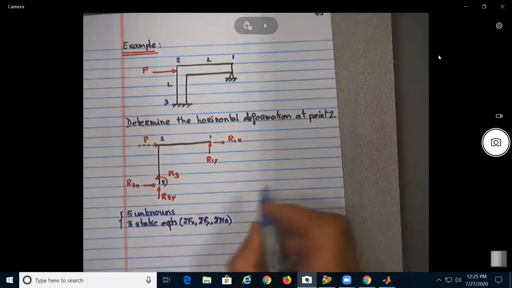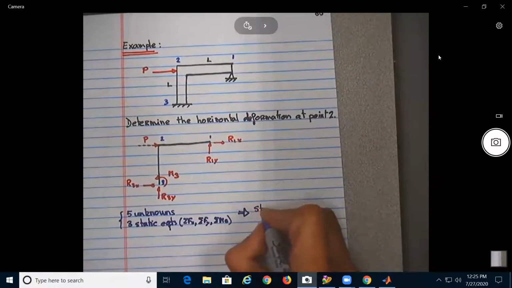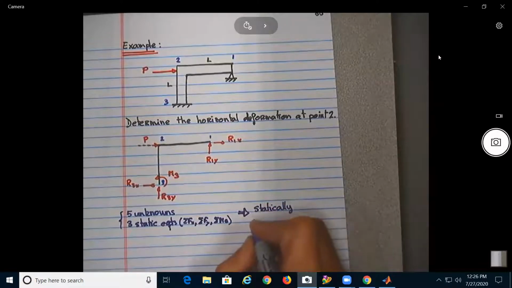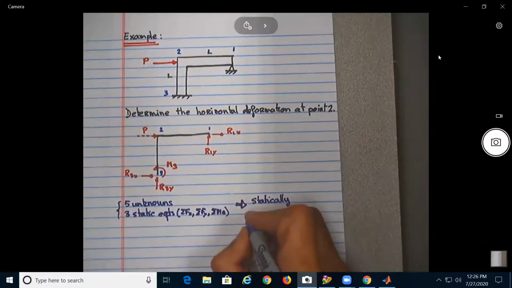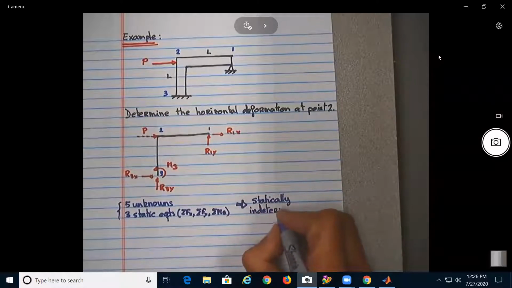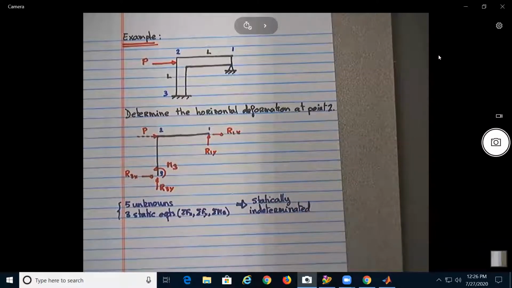So what does that mean? That this problem is statically indeterminate or undeterminate. I've seen both terms, so indeterminate. Okay? So that means that we need to follow the procedure, free body diagram, static equation, and we need to find additional equations. So in this case, what would be the additional equations?